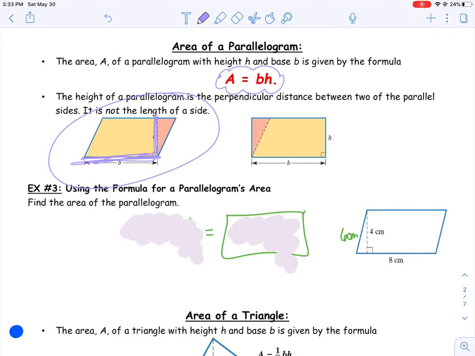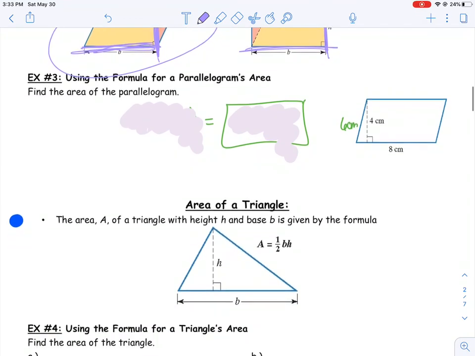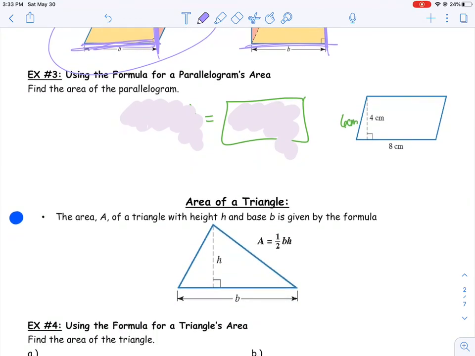And so on this first one, my base would be here and my height would be here. I do not want crooked height. I want regular height. So I need the base and the height to be perpendicular. On this right one, the base would be down here and the height would be this piece. So base times height. Okay? All right, let's do a quick example of finding the area there.